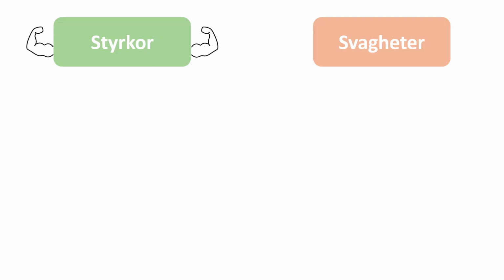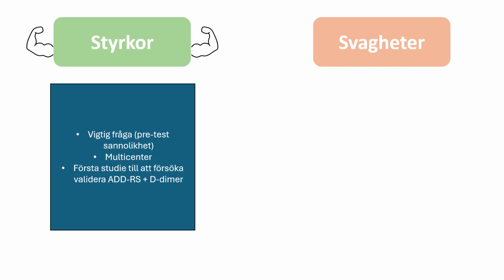Summary and perspectives. So, what are the strengths and weaknesses? The strengths are, this is an important question because we want to pick out these needles in the haystack of patients. We want to find these aortic dissections, and we don't want to use too many CT scans doing so, right? So this is an important question, if you can reduce CT scans by using some kind of score. It was a multi-center design, which is good. And it's the first study that's tried to validate the ADDRS score as well.